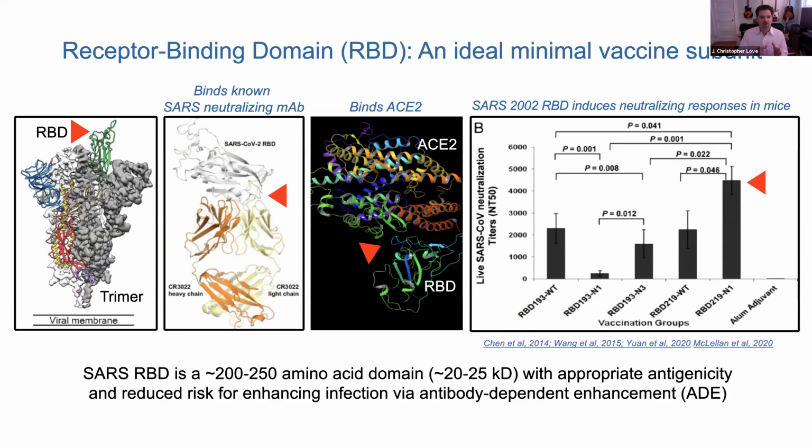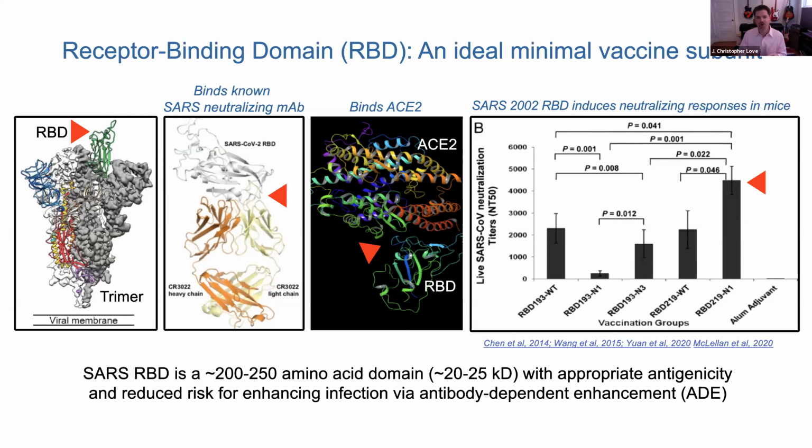Cool thing about this RBD construct is it's pretty small. It's about 20 to 25 kilodalton, so it meets that criterion that we talked about before. It's known to be able to elicit SARS neutralizing monoclonal antibodies. The example that's shown here is this one from previous SARS infections of the old 2002 virus, CR3022.